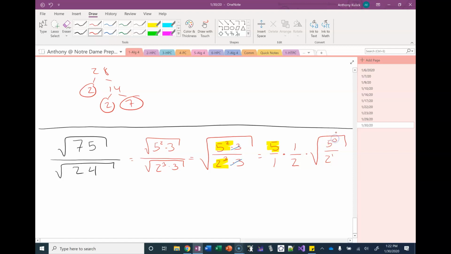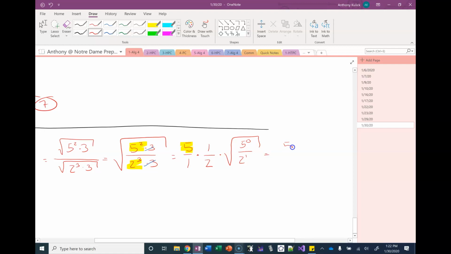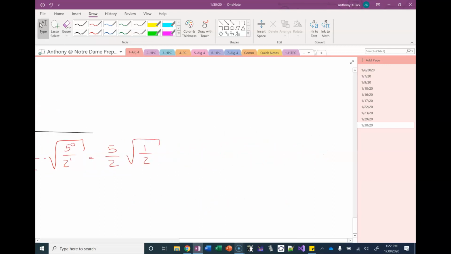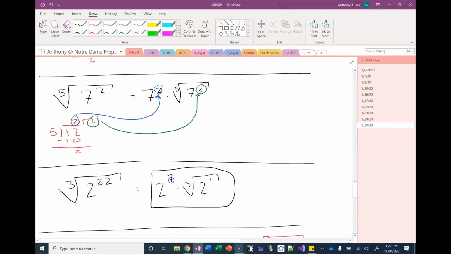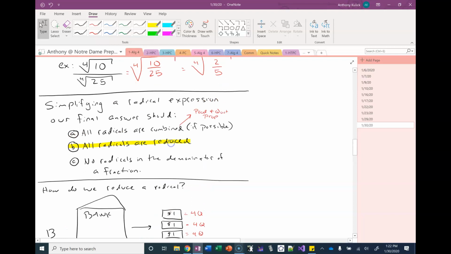Because really that's 5 to the 0. Up there, there's 0 5s left. And remember that 5 to the 0 is 1. Okay, with this? But these fraction ones, we still have a bit more to do. So we've done the reducing part, but I want to go back for a moment and remind you of this list of criteria we have. And I want to worry about this part now. Okay, no radicals in the denominator of a fraction.